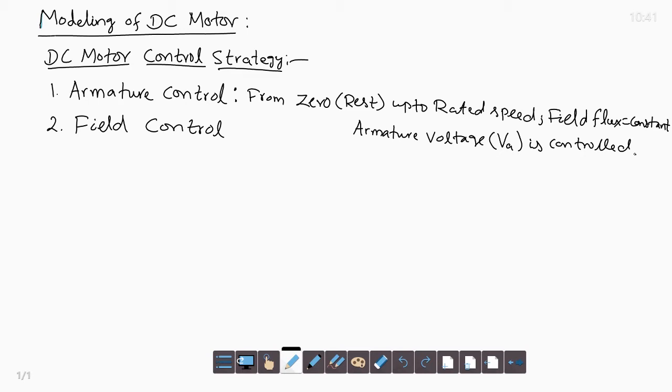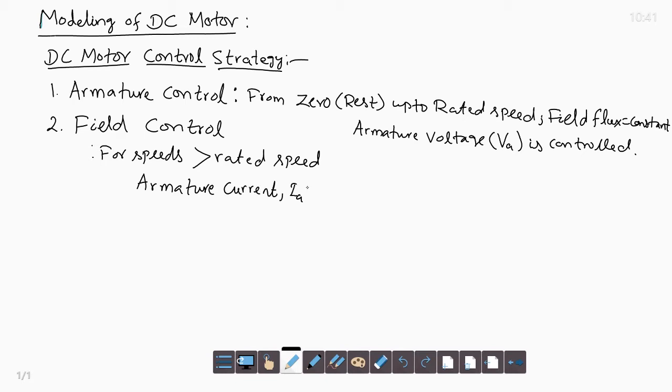In field control, it is done for speeds more than the rated speed, above the rated speed. And during field control, armature current IA is kept constant and only field flux is varied, field flux is controlled.